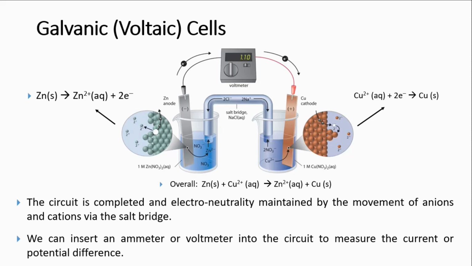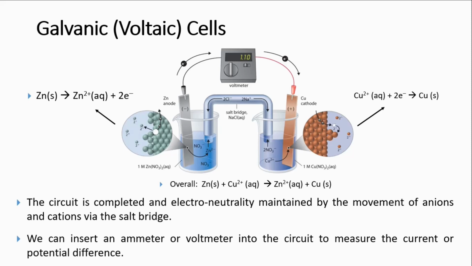They will travel around an external circuit and eventually arrive at the copper metal. And at the copper metal, or what we call the copper electrode, these 2 electrons will be collected by copper ions in solution.